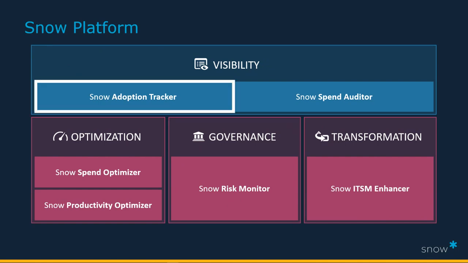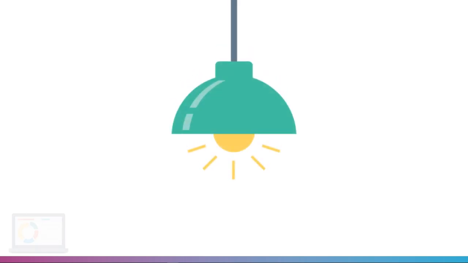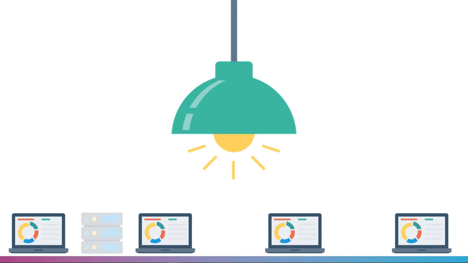And so today we're looking at focusing on the visibility, and adoption tracker essentially provides full discovery, detailed inventory, and normalization of digital technology assets across the enterprise. I think, simply put, adoption tracker turns the lights on and tells you what's really out there.